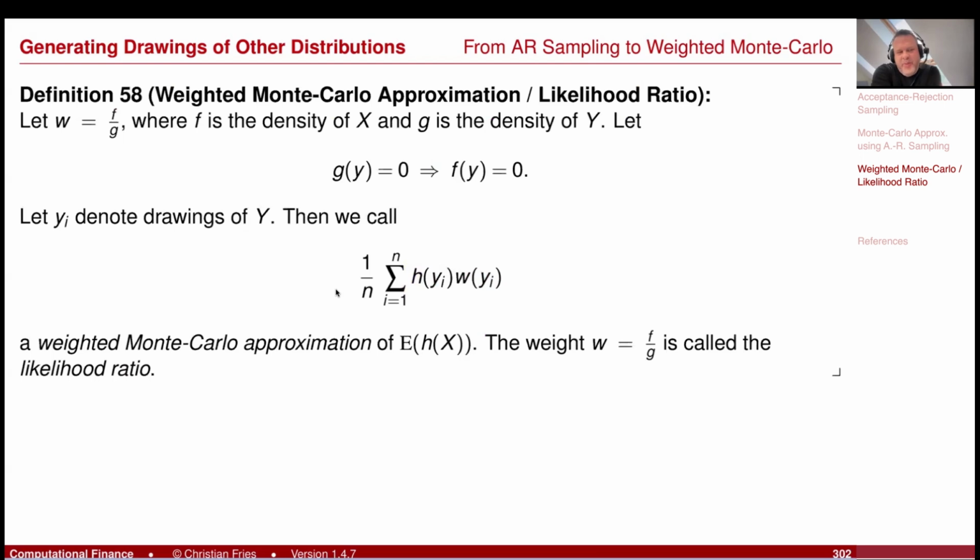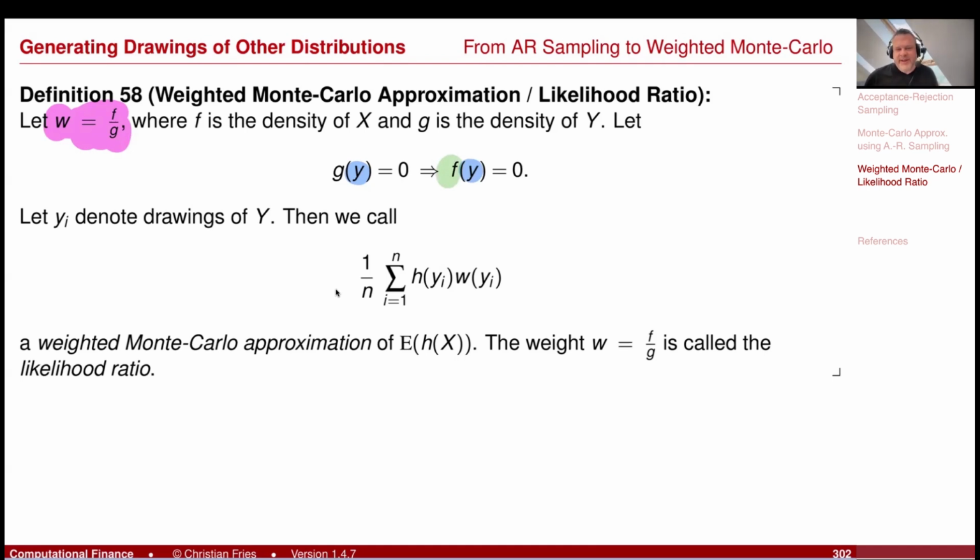So let's give a definition to this. I need a certain condition that allows me to do this. And you see there is a ratio here in this weight. So the weight is f divided by g. So I should not divide by 0, but okay, sometimes it doesn't matter if g is 0. So the condition that I need is if g applied to y is 0, then f applied to y should also be 0.